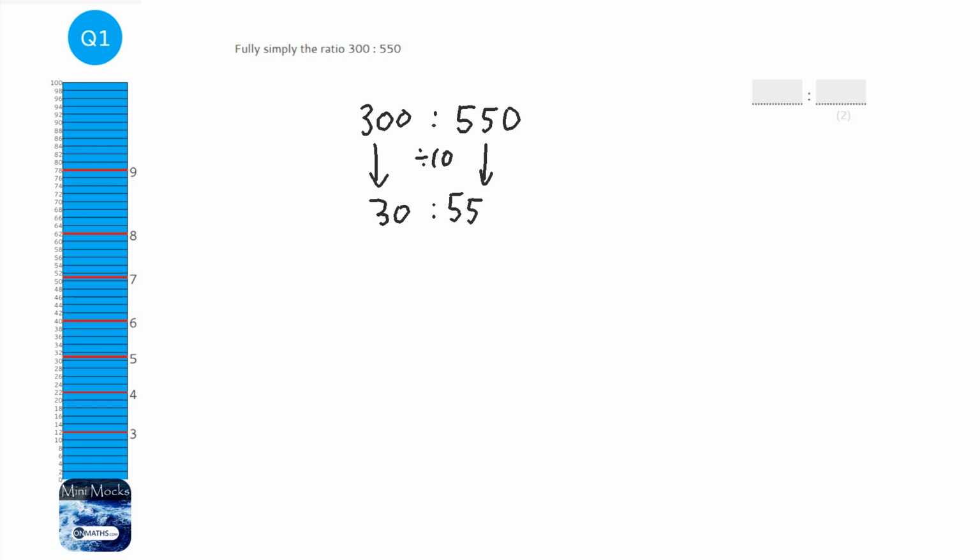Now any number that ends in a 5 or 0 is divisible by 5. So 6 times 5 is 30, and 11 times 5 is 55. 6 and 11, well, 11 is a prime number, so unless 6 is in the 11 times table, that is us finished.